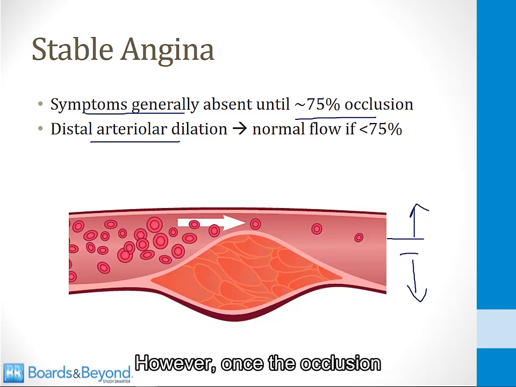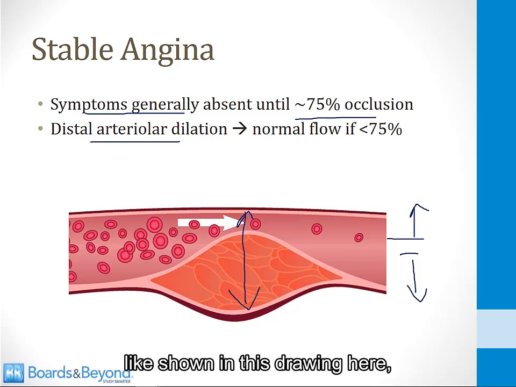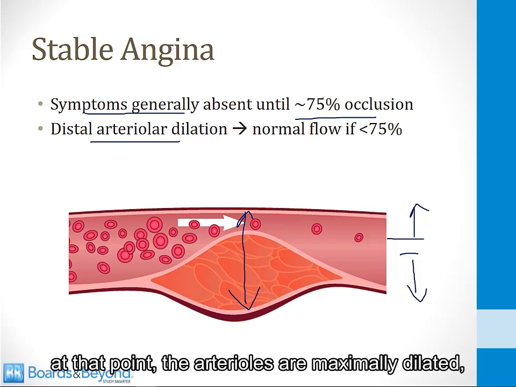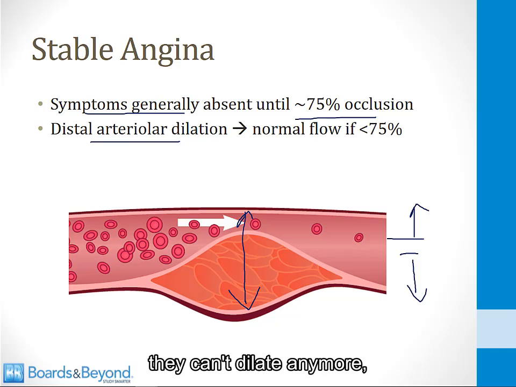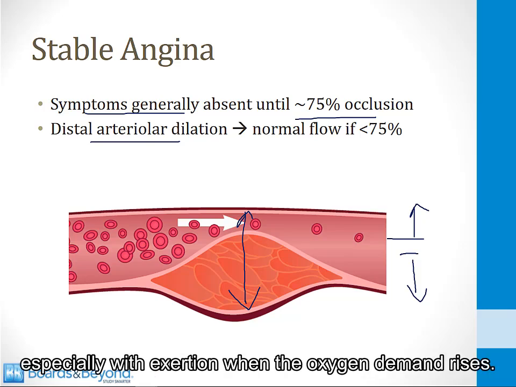However, once the occlusion of the major coronary vessel becomes about 75%, like shown in this drawing here, at that point, the arterioles are maximally dilated. They can't dilate anymore. And at that point, flow begins to be compromised, especially with exertion when the oxygen demand rises.